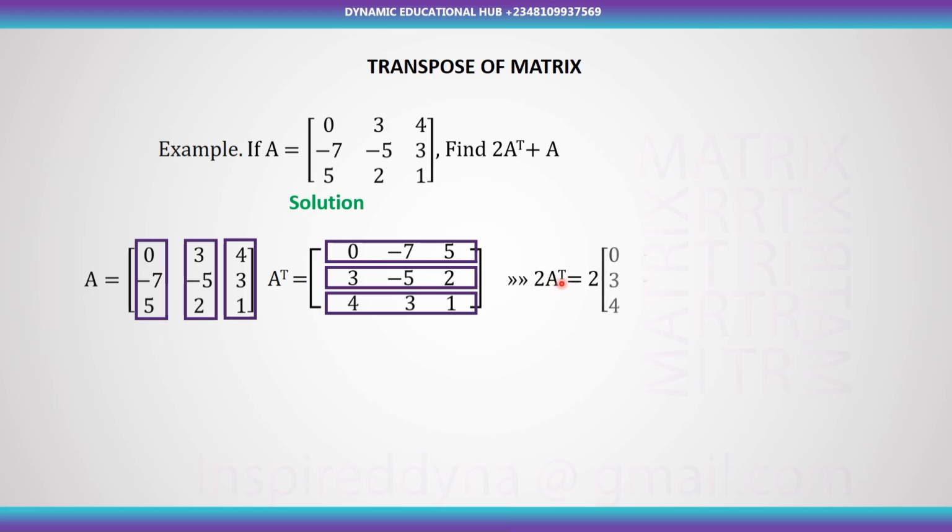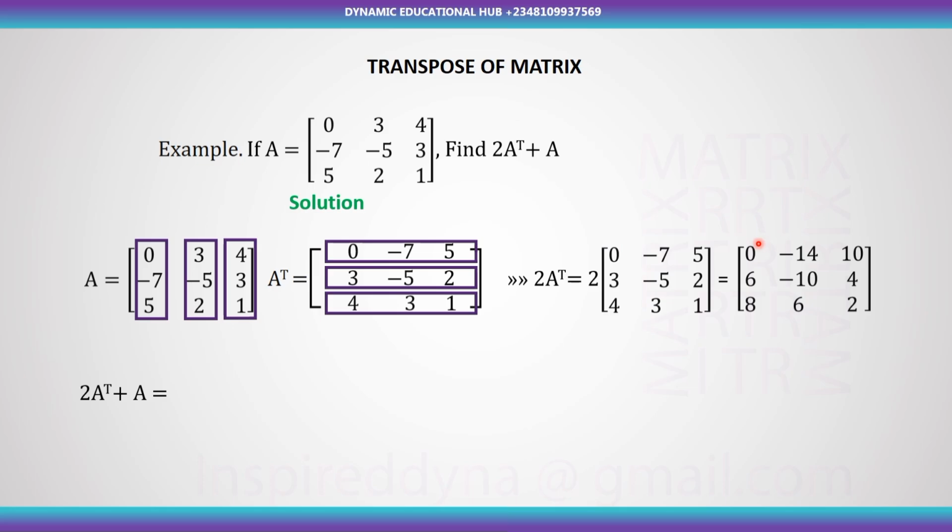Now 2A transpose. We all knew that this 2 here is a constant. We want to multiply it with A transpose. That is scalar multiplication, and we use 2 to expand it. If you haven't watched my video on multiplication of matrix, kindly go and watch this video. Now use this 2 to expand this, and obviously this is going to be our answer.